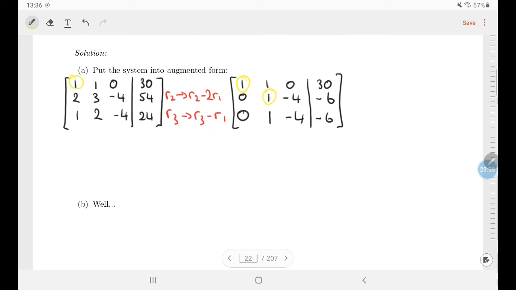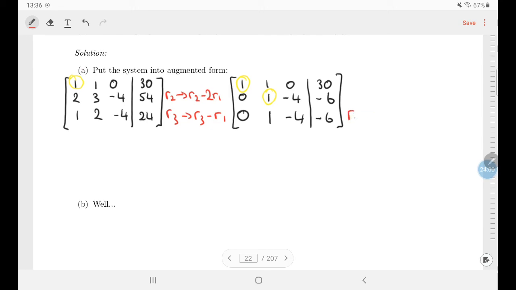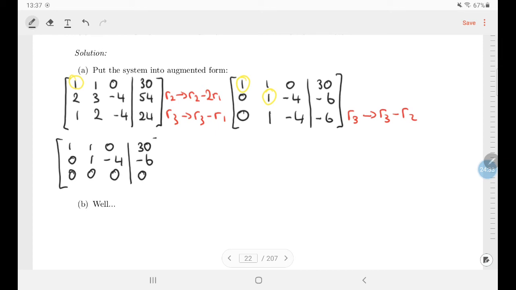Pivot, pivot. Use this second pivot now to kill off the thing underneath. We're going to do row 3 is sent to itself minus row 2. And so we end up then with row 1 is 1, 1, 0, 30. Row 2 is 0, 1, minus 4, minus 6. And now let's look at the last one. Row 3 minus row 2. 0 minus 0 is 0. 1 minus 1 is 0. Minus 4 minus minus 4 is 0. And minus 6 minus minus 6 is 0 as well.